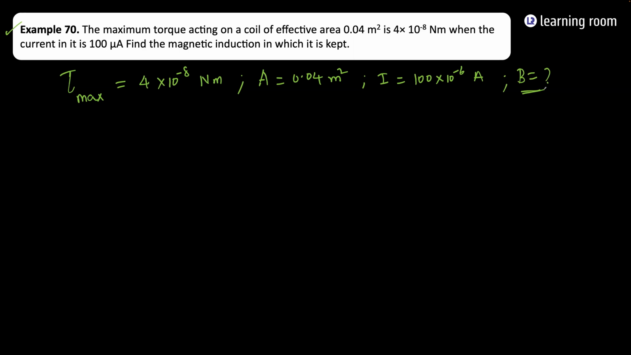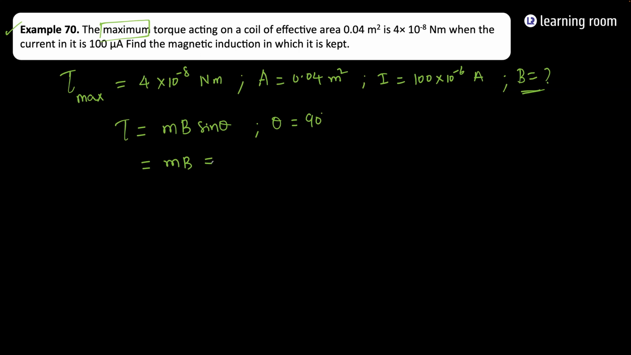So the formula is the same. Torque is equal to mB sin theta, but in this case there is a keyword, maximum. Remember, torque can be maximum when the value of theta is equal to 90, because sine 90 is 1. So the maximum torque is produced when theta is 90. That is the hidden information here. When theta is 90, you're only going to have mB.